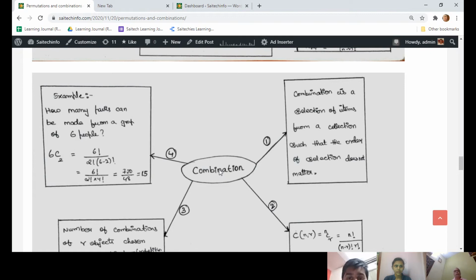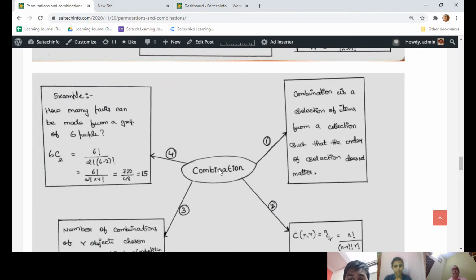Here we have an example: how many pairs can be made from a group of 6 people? They are given that we have 6 people and we have to choose pairs. They are asking for the total number of ways. So here we use the formula nCr, where n is 6 and r is 2.